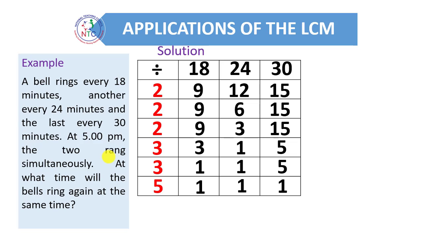Now, our LCM is simply going to be gotten by multiplying the set of prime numbers we used to divide. All right? So, our LCM is simply going to be equal to 2 times 2 times 2 times 3 times 3 times 5. All right? And that gives us the number 360. Remember, 360 what? Minutes. All right?